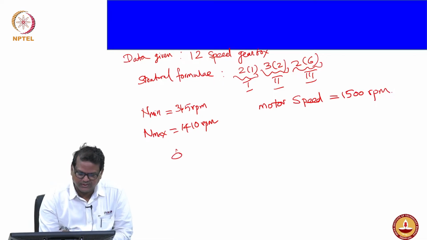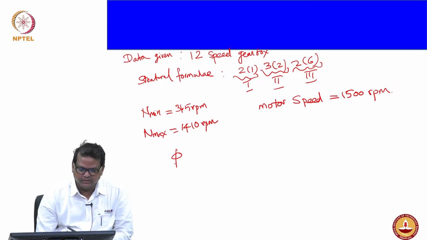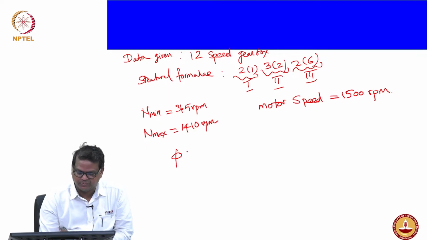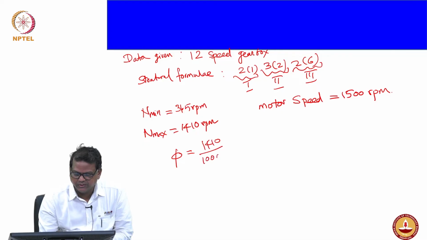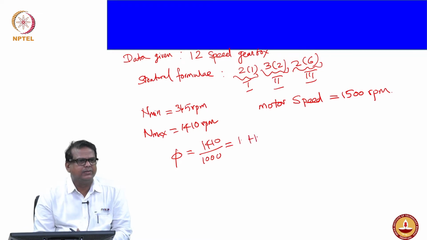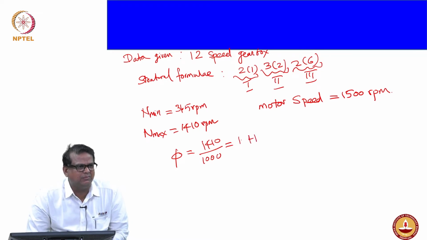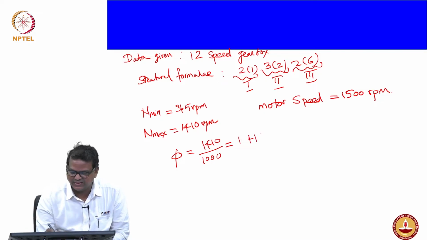Step ratio we will take from the given problem. Maximum speed is 1410. The next adjacent speed is given as 1000 rpm. If you look at this, the step ratio comes as 1.41. Do you think the step ratio is a standard one? It's not a standard one. Okay.